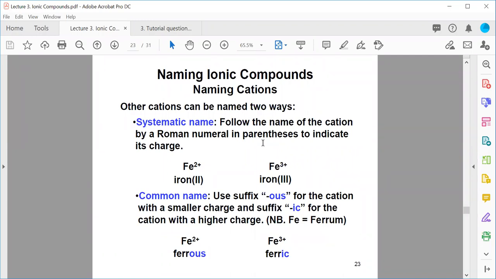So if you looked back at that table on slide 14, you would see that Fe, iron, can form a 2+ charge, it can form a 3+ charge. All right, so according to the charge, that determines how we name it using the systematic naming system. So we can say iron(II) using Roman numerals in brackets because it has a 2+ charge. For this one here, for this example, we would simply call it iron(III).